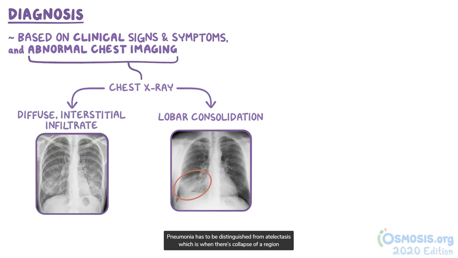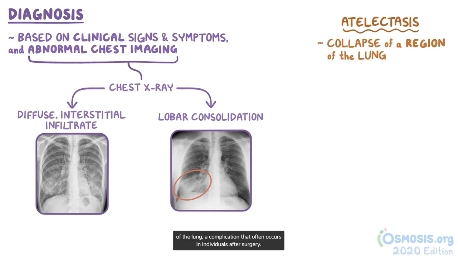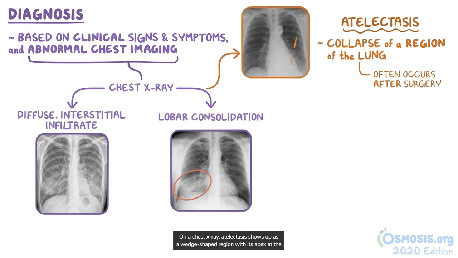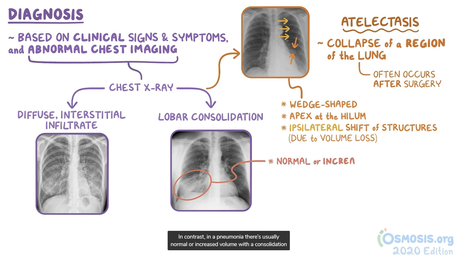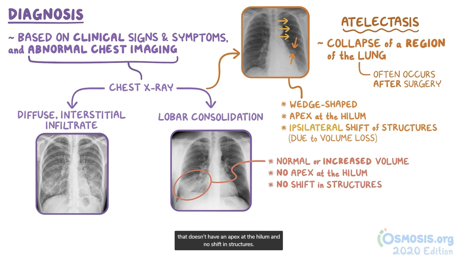Pneumonia has to be distinguished from atelectasis, which is when there's collapse of a region of the lung, a complication that often happens in individuals after surgery. On a chest X-ray, atelectasis shows up as a wedge-shaped region with its apex at the hilum, with an ipsilateral shift of structures due to volume loss. In contrast, in a pneumonia, there's usually normal or increased volume with a consolidation that doesn't have an apex at the hilum, and no shift in structures.